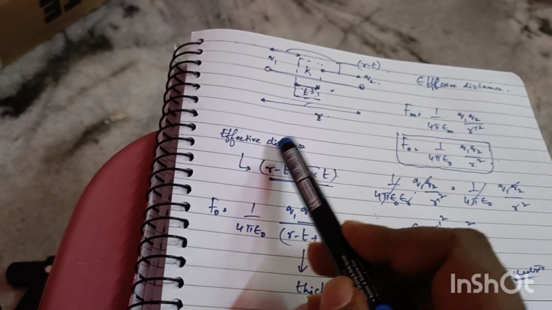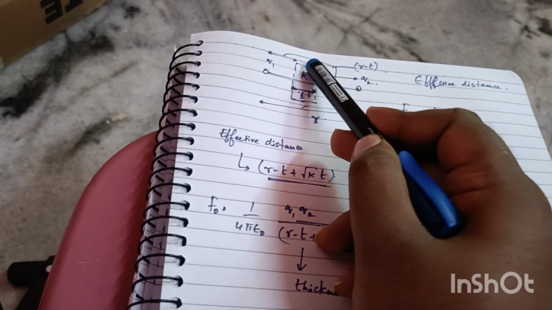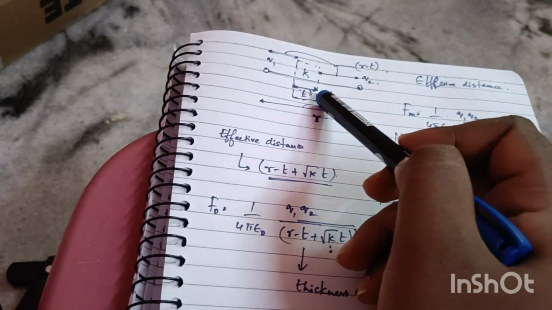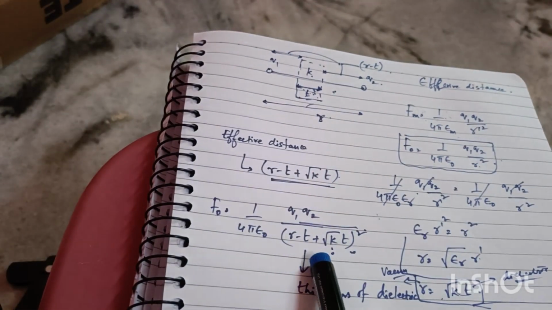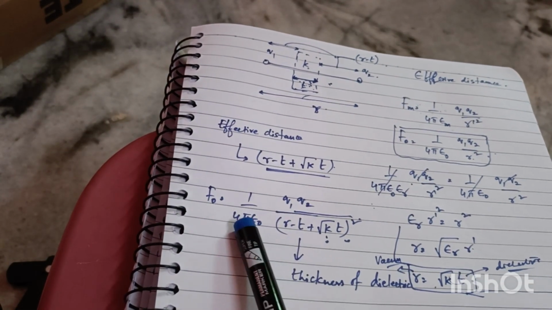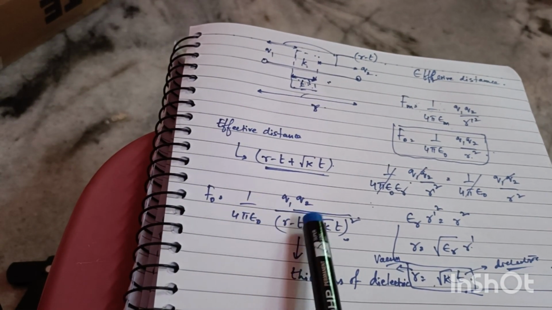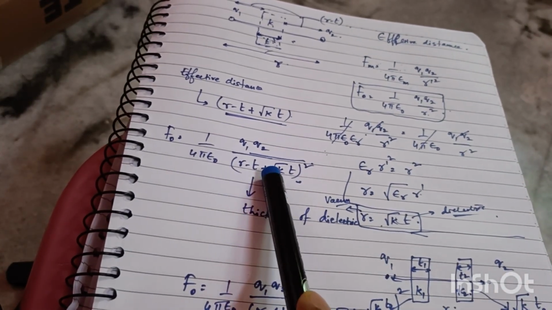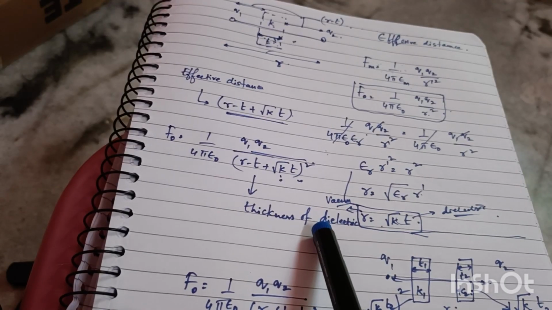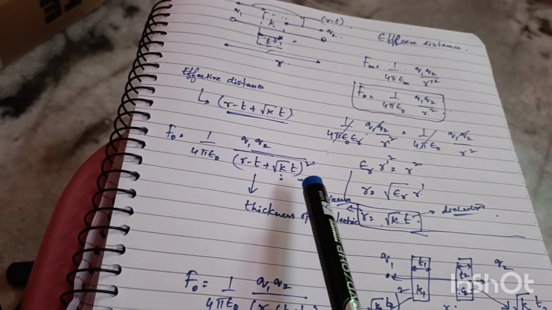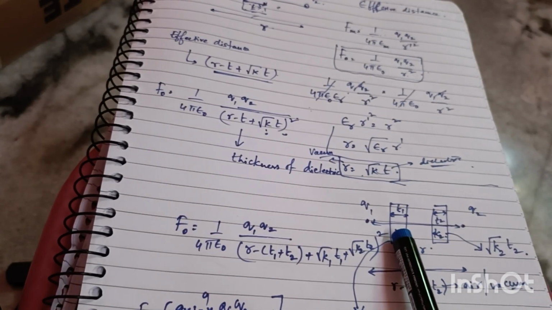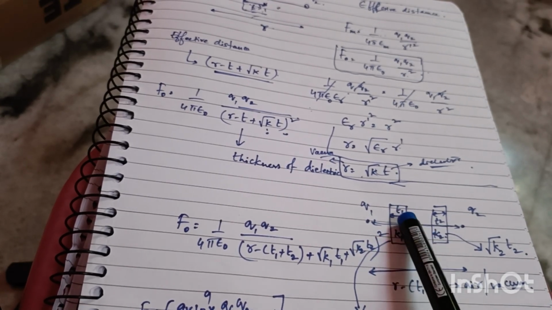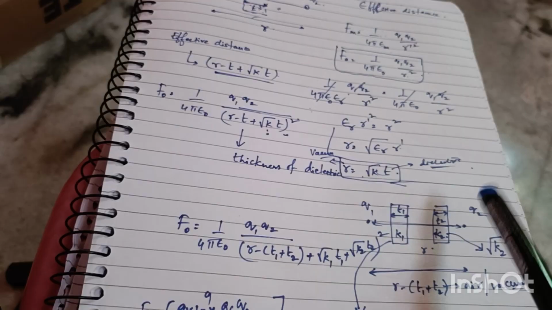Since now everything is vacuum, since I've replaced the medium with its vacuum equivalent, that's why I applied 1 by 4 pi epsilon naught q1 q2 by r square. Here t is the thickness of the medium that we introduced. And if two mediums or n number of mediums are present, then instead of these thicknesses you can replace the effective distance in vacuum.